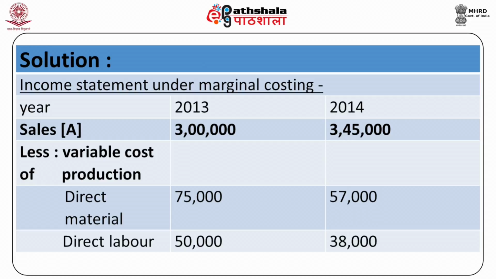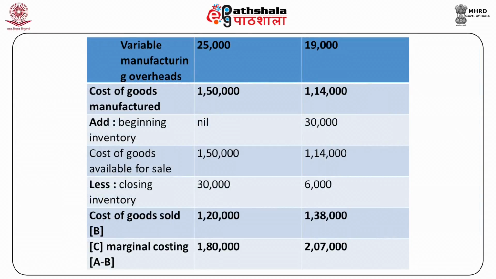The solution: income statement under marginal costing for the year 2013. The sales being rupees 3 lakh, less variable cost of production, which includes direct material of 75,000, direct labor of 50,000, variable manufacturing overheads of 25,000, gives you cost of manufactured goods at 1,50,000. You have to add the beginning inventory, which is nil. The cost of goods available for sale is rupees 1,50,000, less closing inventory, which is 30,000. The cost of goods sold gives you B, which is 1,20,000.